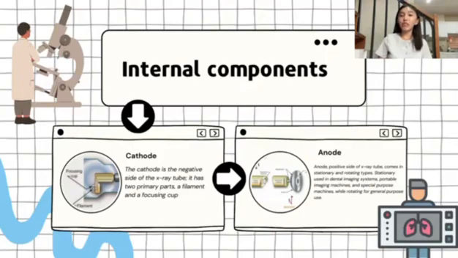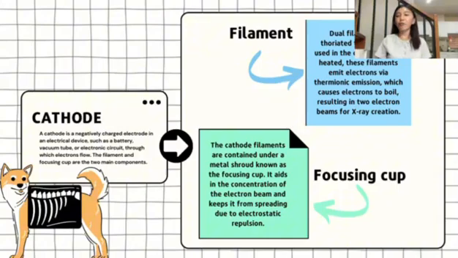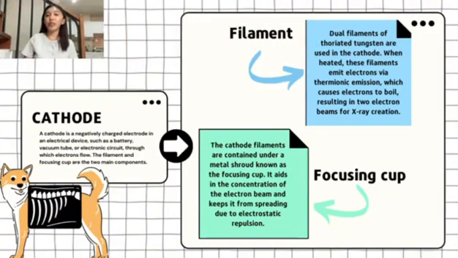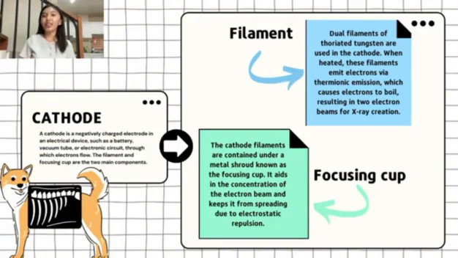The two primary parts of the internal components are the cathode and anode. The cathode refers to the negative side of the X-ray tube, and it has two primary parts, a filament and a focusing cup. Dual filaments of thoriated tungsten are used in the cathode. When heated, these filaments emit electrons via thermionic emission, which causes electrons to boil. The cathode filaments are contained under a metal shroud known as the focusing cup. The cathode plays a vital role in generating and controlling the flow of electrons, which are then directed toward the anode to produce X-rays used in medical imaging and various other applications.